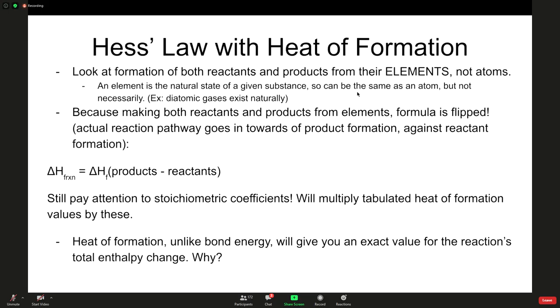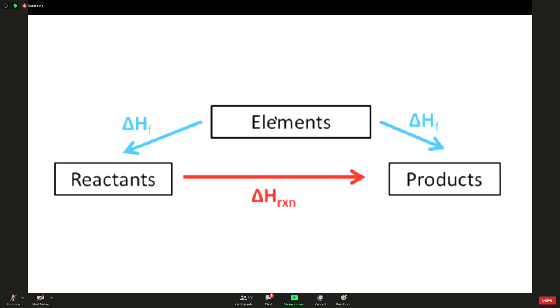So now going to the reaction pathway, here you're taking the elements and literally you're looking at the reaction that would occur if you took the elements and you formed the reactants from their component elements, and then you took the elements and you formed the products from the same elements, because the reactants and products are going to be composed of the same elements.